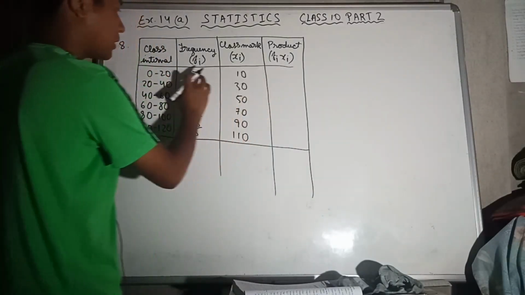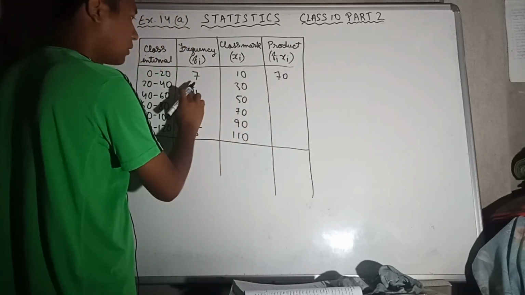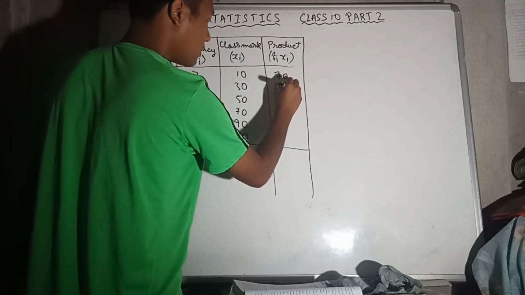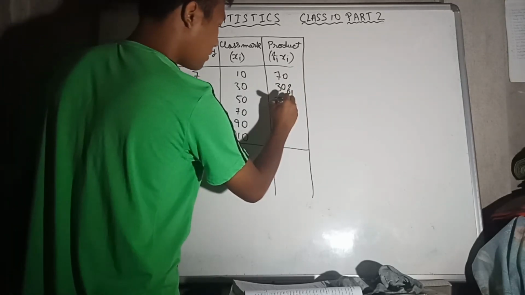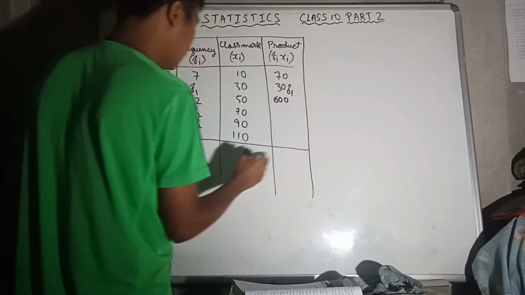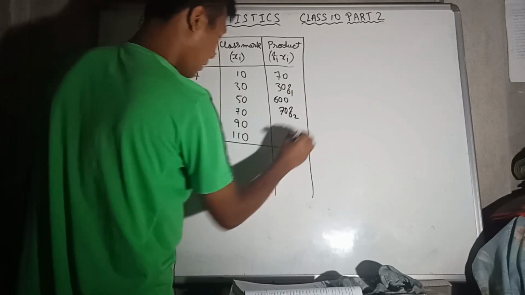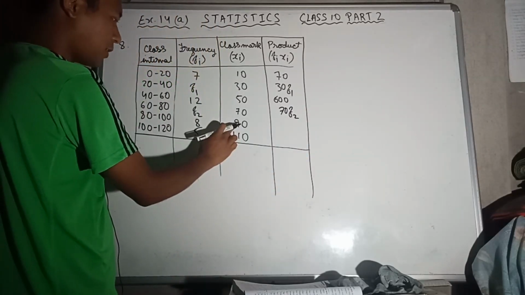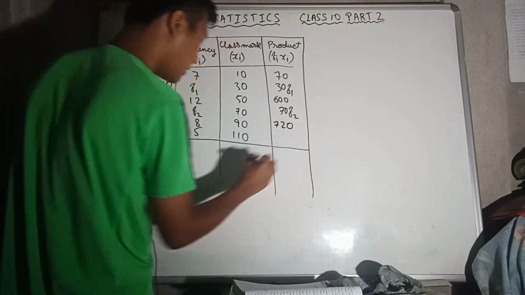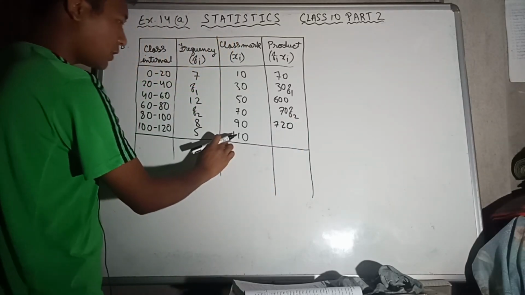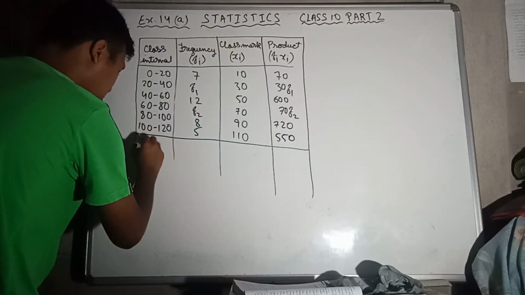Now the fi xi. We multiply: 7 into 10 is 70. f1 into 30 is 30 f1. 12 into 50 is 600. f2 into 70 is 70 f2. 8 into 90 is 720. 5 into 110 is 550.